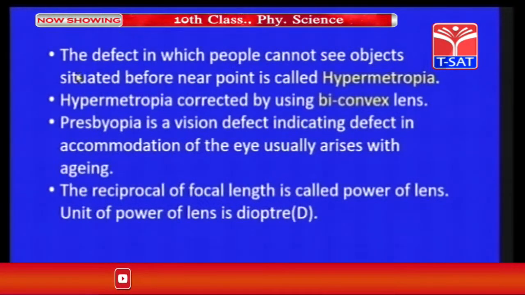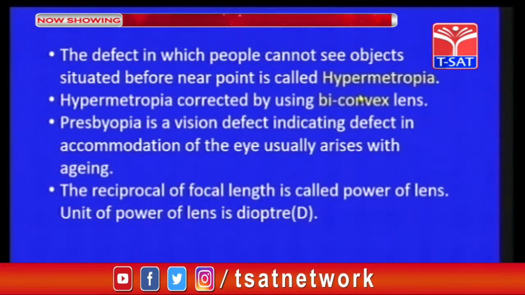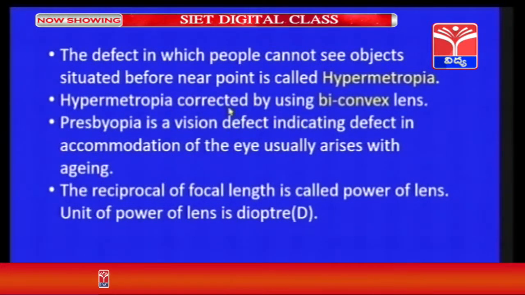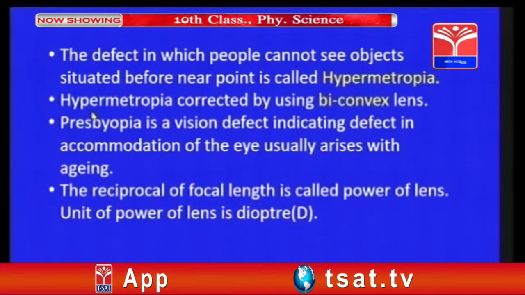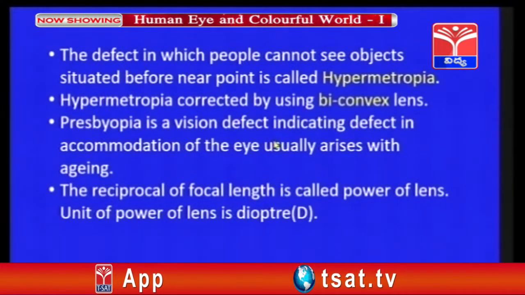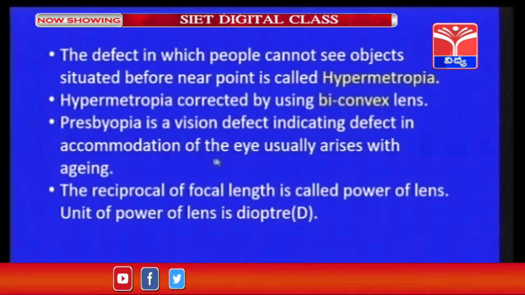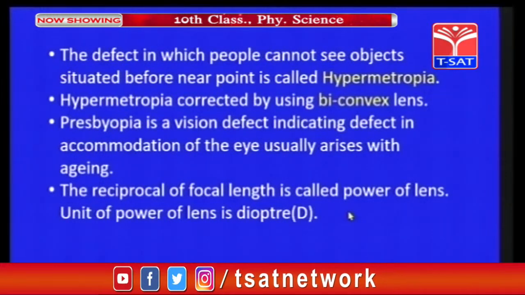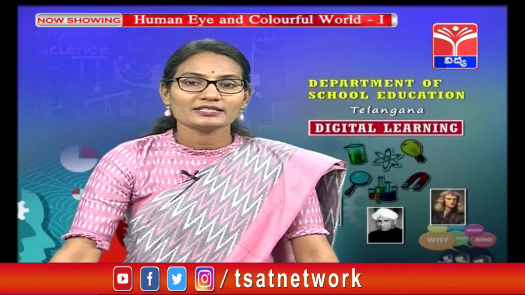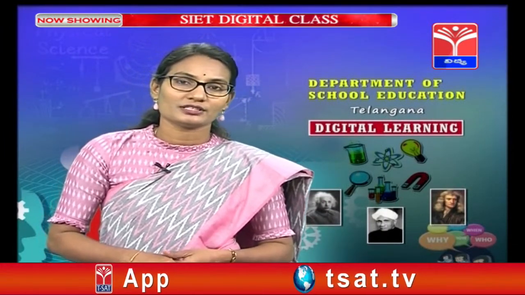The defect in which people cannot see objects situated before the near point is called hypermetropia. Hypermetropia is corrected by using a biconvex lens. Presbyopia is a vision defect indicating a defect in accommodation of the eye, usually arising with aging. The reciprocal of focal length is called the power of a lens. The unit of power of lens is diopters. Children, these are the points which we learned in this session.